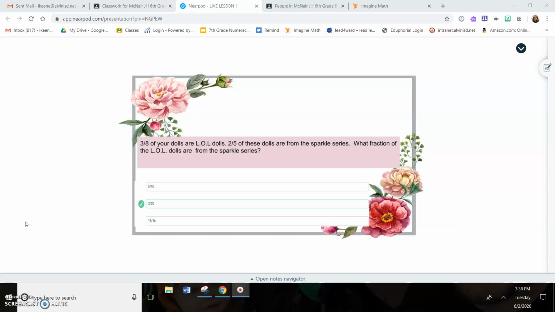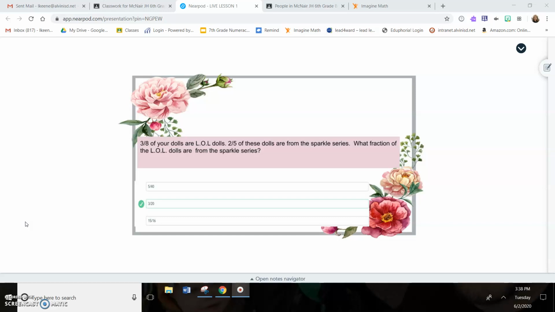So really quickly, 3/8 of your dolls are LOL dolls. 2/5 of these dolls are from the Sparkle series. What fraction of the LOL dolls are from the Sparkle series? So we're multiplying 3/8 times 2/5. Okay? 3 times 2 is 6. 8 times 5 is 40. So we would get 6/40.